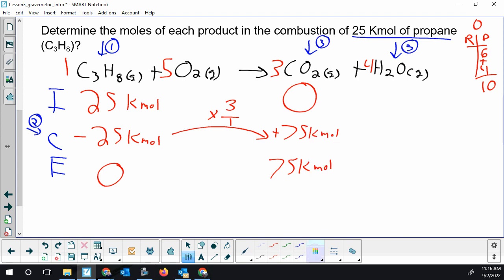Almost done. We just have to do the same thing again with water vapor. But it's different stoichiometric coefficients, so it's a different mathematical answer. Visually, 1 turns into a 4, so that's a quadruple. So if we quadruple 25, that'd be 100.